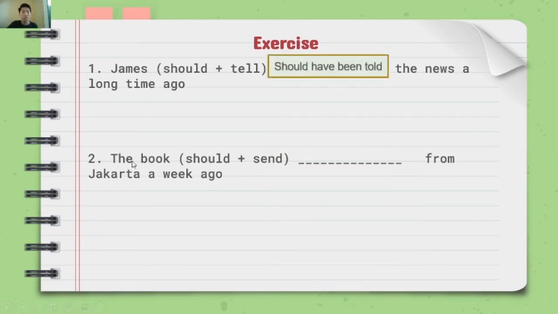Okay, good. Next, number 2. The book should send blank from Jakarta a week ago. We look at a week ago, so we use the past passive form. So the answer is the book should have been, past participle of send is sent, should have been sent from Jakarta a week ago. So like this. Okay, thank you.